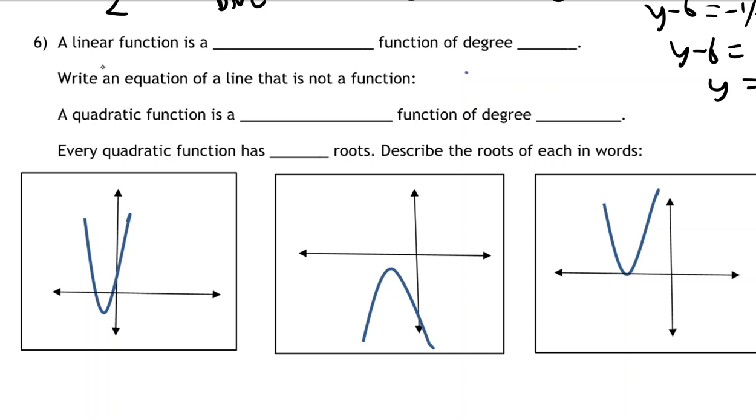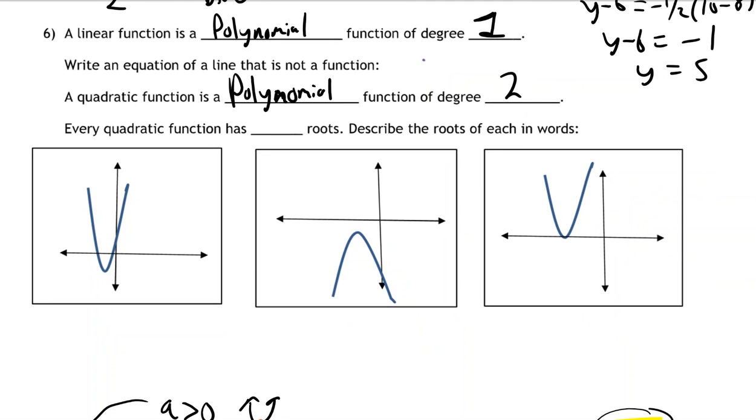So number 6, a linear function and a quadratic function are both polynomials. They're not very exciting polynomials. A linear function is degree 1, which just means the biggest exponent on x is going to be a 1, and a quadratic is degree 2, so its biggest exponent is going to be a 2.